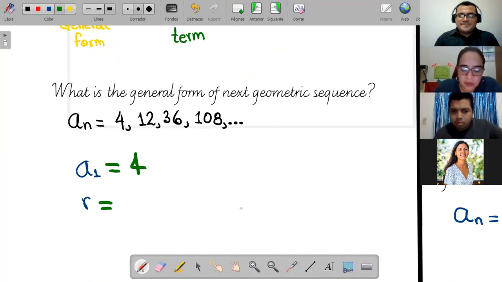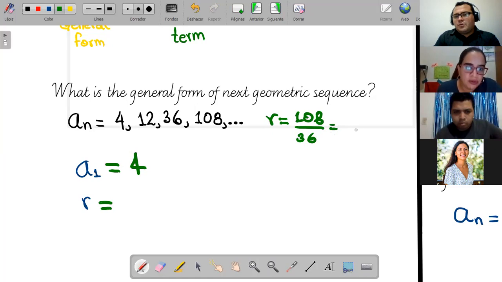Would it be 12 divided by 4? Exactly like that. Or 36 divided by 12, or 108 divided by 36. Any two consecutives, the rule we used in the last slide. So I think you got the idea. What's going to be that ratio? Any two consecutives. I'm going to get 108 divided by 36. You can simplify it, or you can make the division mentally if you want. I mean, 90 and 18 more makes 108. That's 3, right? Yes.